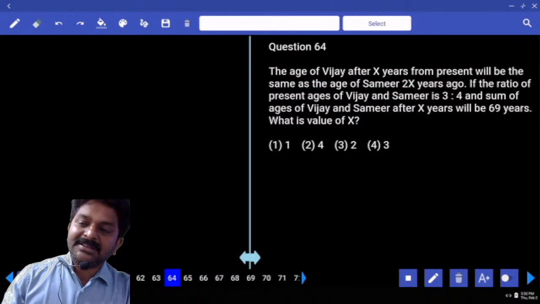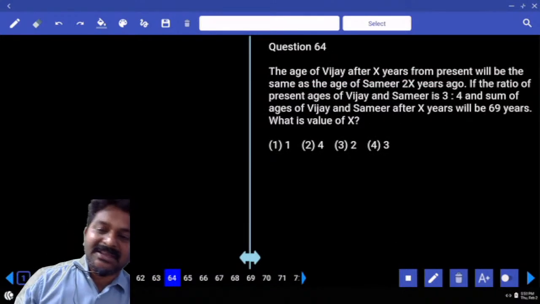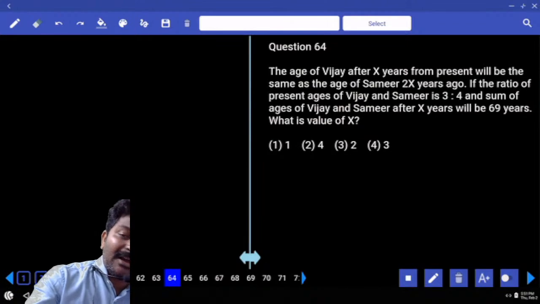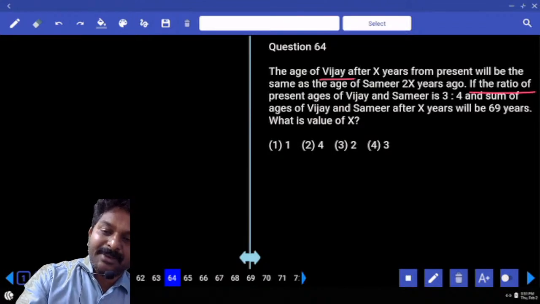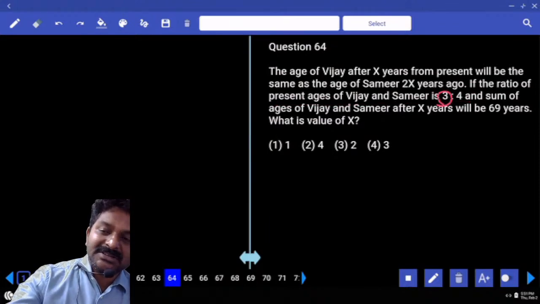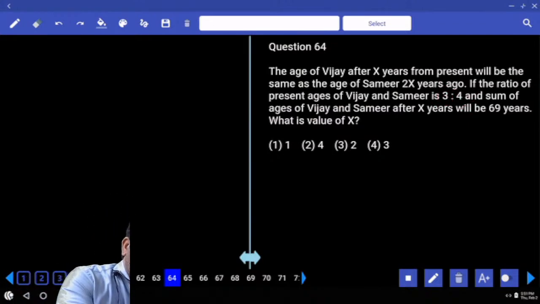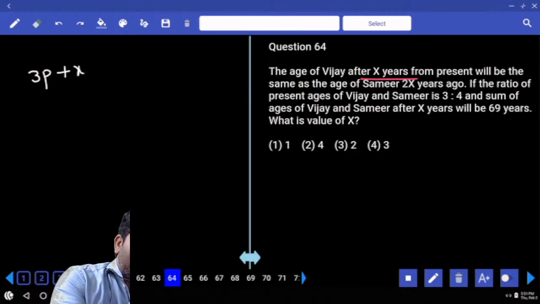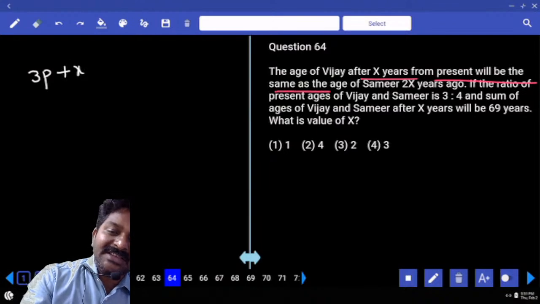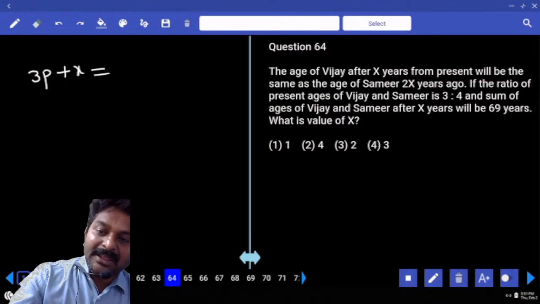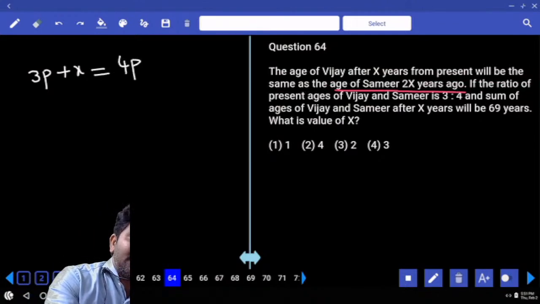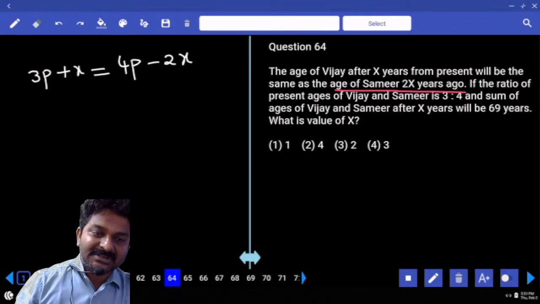The age of Vijay after x years from the present will be the same as the age of Samir 2x years ago. Find Vijay's present age, if the ratio of ages of Vijay and Samir is 3:4. From this, what is the age of Vijay? 3 parts. Samir, 4 parts. Vijay's age is 3 parts. After x years, plus x, will be equal to the age of Samir 2x years ago. Samir's present age is 4 parts, 2x years back, minus 2x.